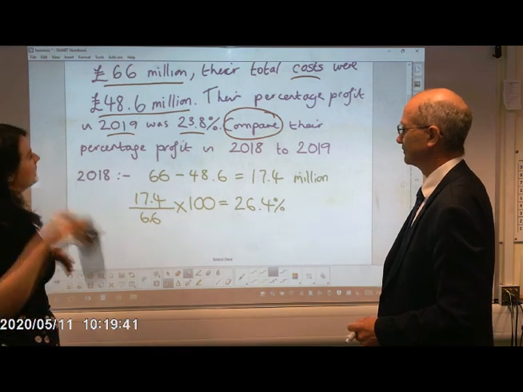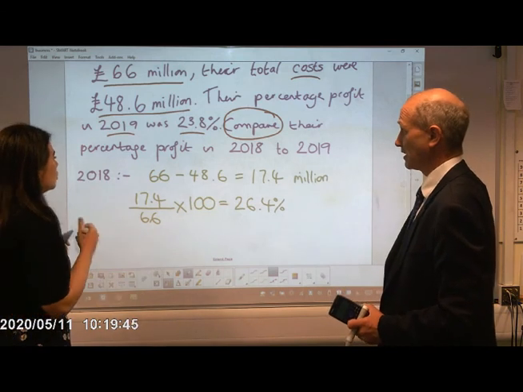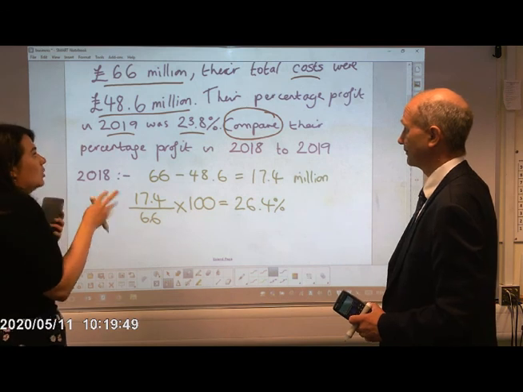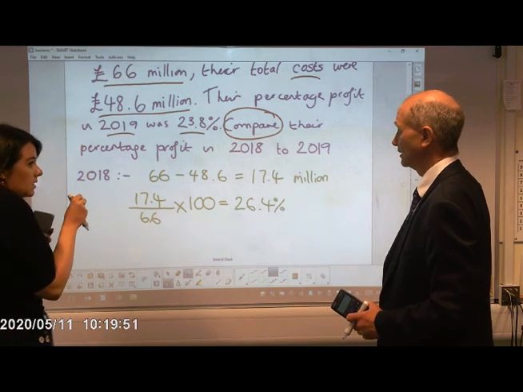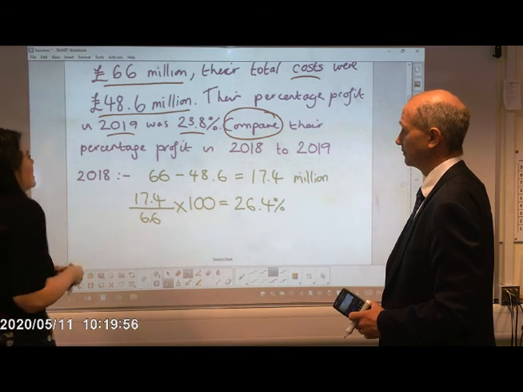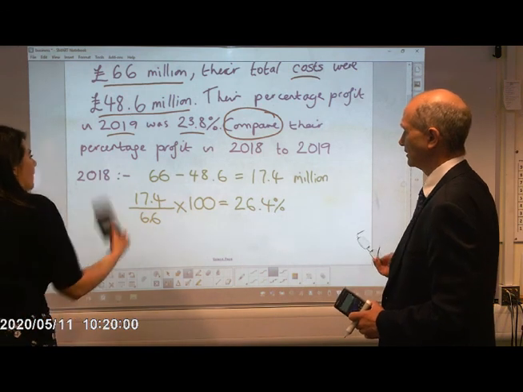In 2019, my percentage profit was 23.8. Oh, we've dropped a bit. So you would need to explain that you have dropped. That is comparing: you've got your two figures, you need to explain what has happened. The percentage profit has decreased in 2019 in comparison to 2018.